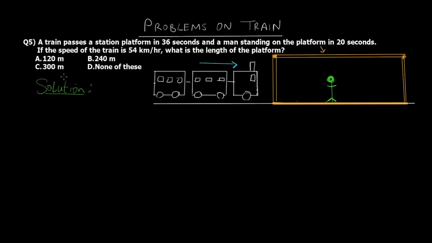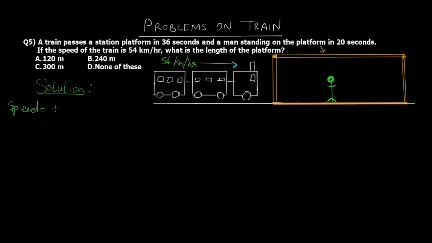Okay, so let me just read out question number 5. A train passes a station platform in 36 seconds and a man standing on the platform in 20 seconds. If the speed of the train is 54 km per hour, what is the length of the platform? So we know the speed of the train is 54 km per hour. So let me just write it down over here.